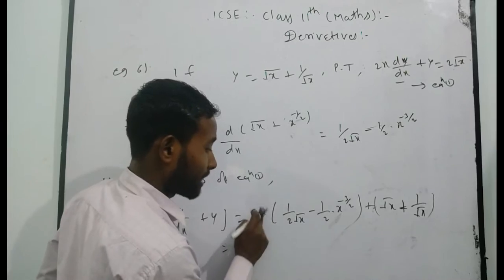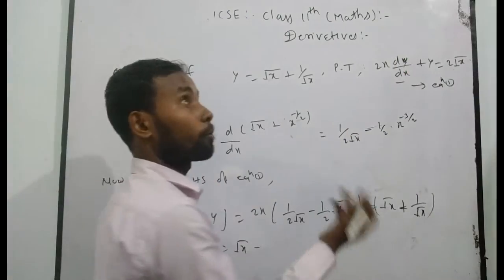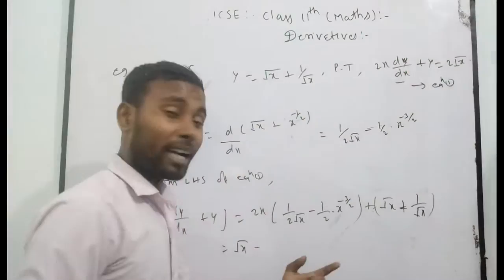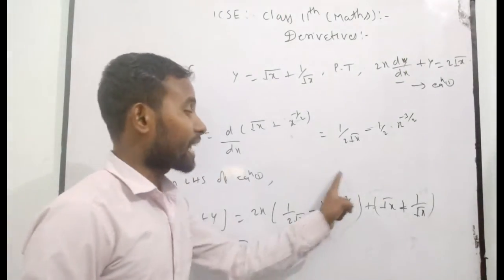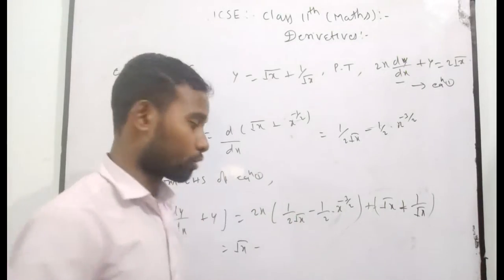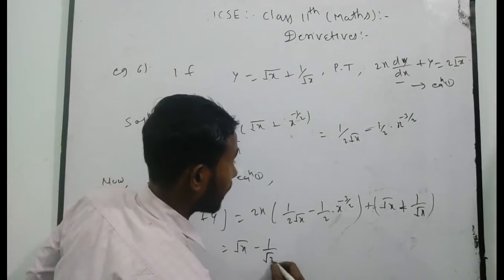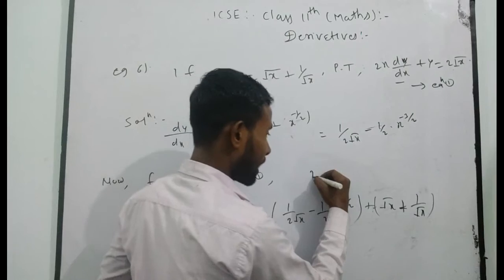If you multiply 2 to cancel, x to the power 1 and x to the power minus 3 by 2, in that case you get what? You get minus 3 by 2 plus 1, which will be minus 1 by 2. That means x to the power minus 1 by 2 will be 1 upon root x. So I want to write directly. If you couldn't understand, write steps.